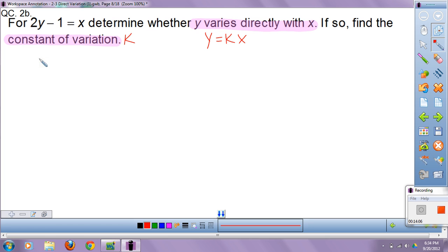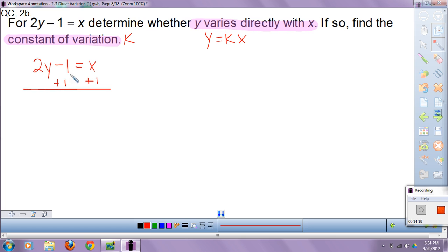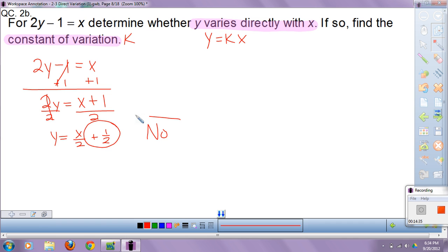Can't have anything else. 2y minus 1 equals x. So we need to solve for y in order to see if it would fit this form. So first I'll add 1 to both sides to get rid of negative 1. Then we're left with 2y equals, these are not like terms, so we simply write them down. Divide both sides by 2. Then we have y equals x divided by 2 plus 1/2. Due to this plus 1/2, it is not a direct variation.